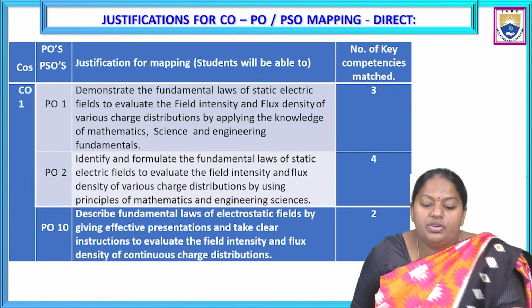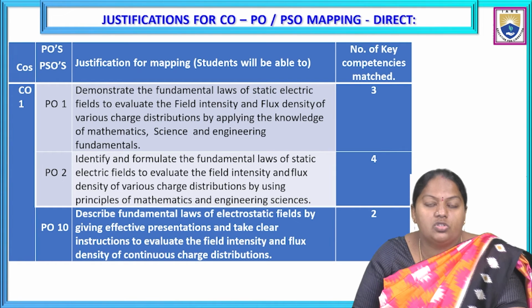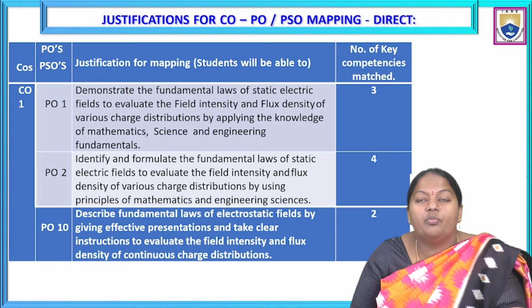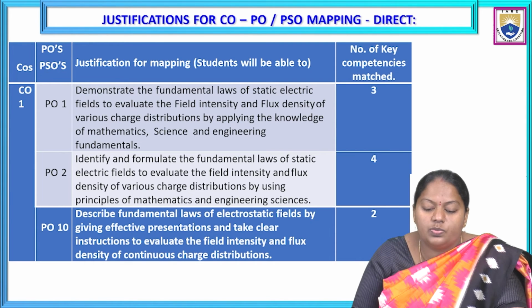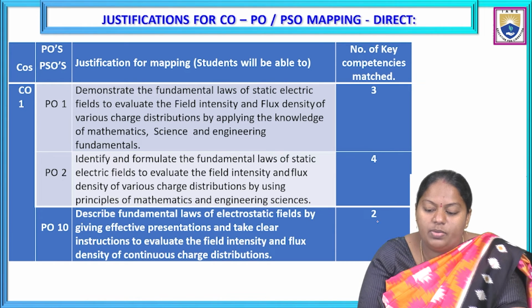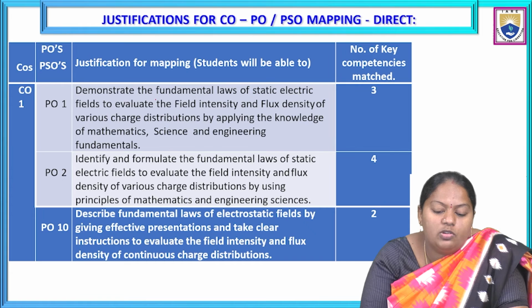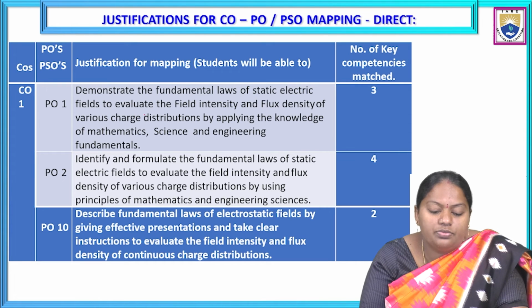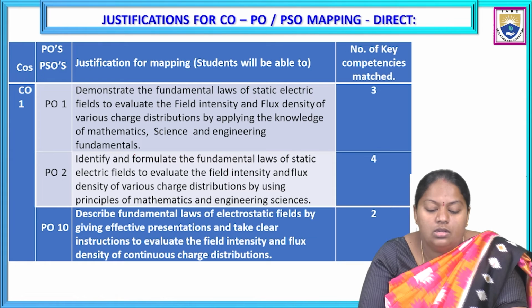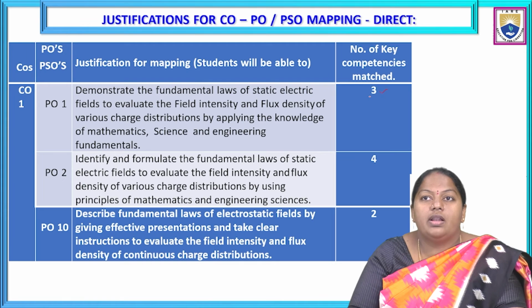Next one, justification. How that particular course outcome is to be mapped with the program outcomes and PSOs, and how the number of competencies means how many keywords I have considered in this particular. Depending upon that, I have given the strength as mapped here. The first one, PO1: demonstrate the fundamental laws of static electric fields to evaluate the field intensity and the flux density of various charge distributions by applying the knowledge of the mathematics, science, and engineering fundamentals. So here I am considering three keywords. Hence, I have given here the value as 3.